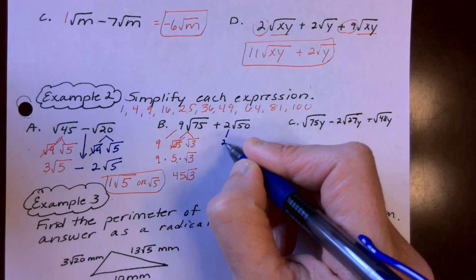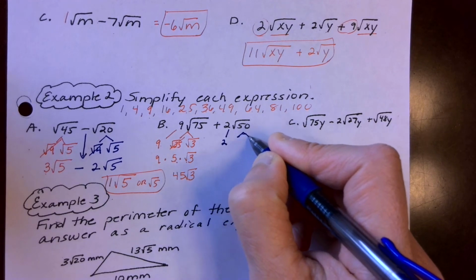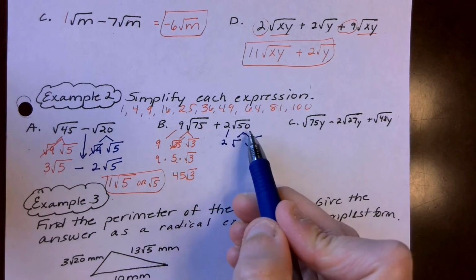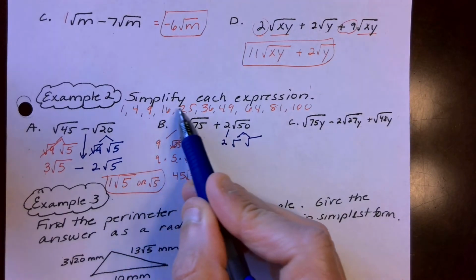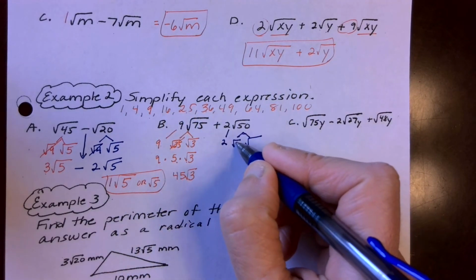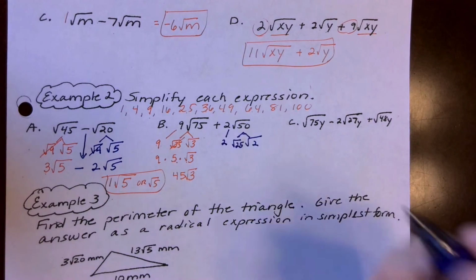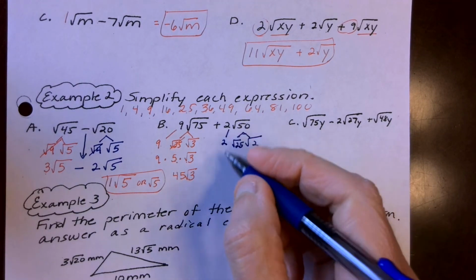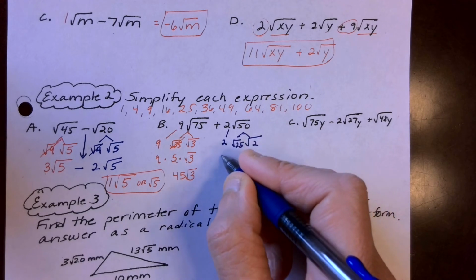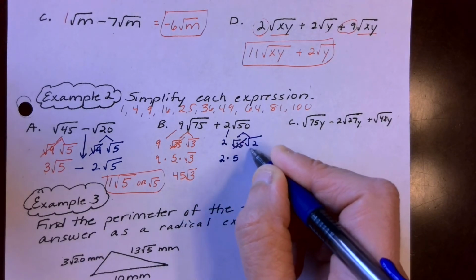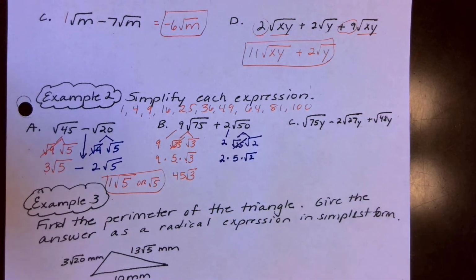Okay, again, we got the 2, and then we're going to break this down. 50. What do you see? That's right, you got a 25 and a 2. 25 times 2 is 50. So the 2 gets carried down times 5 times square root of 2. That's why we did it.